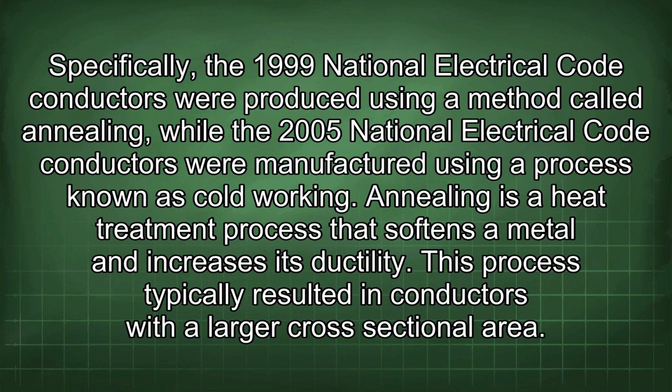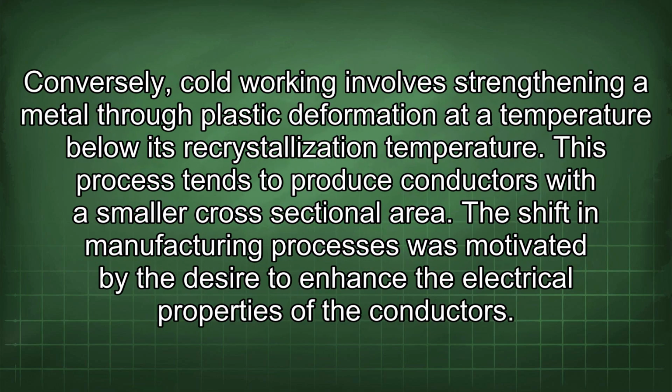Annealing is a heat treatment process that softens a metal and increases its ductility. This process typically resulted in conductors with a larger cross-sectional area. Conversely, cold working involves strengthening a metal through plastic deformation at a temperature below its recrystallization temperature. This process tends to produce conductors with a smaller cross-sectional area.